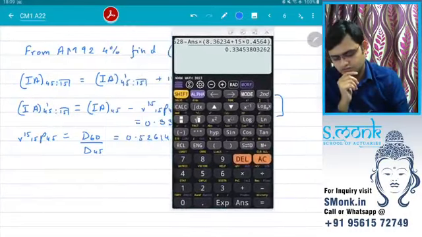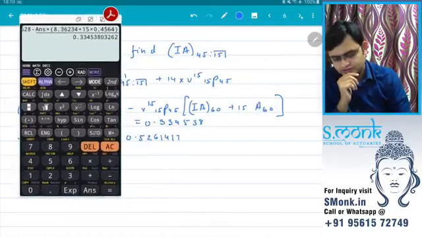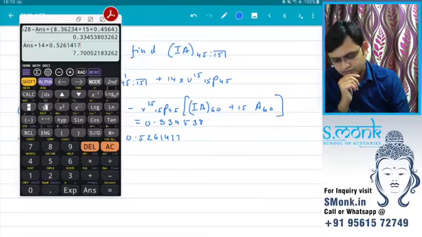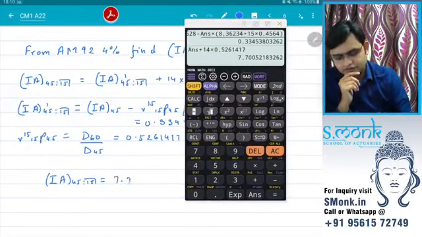Then endowment value, we'll say term value plus 14 times, because it will be n minus 1 times pure endowment. So finally we'll have 7.7005218.